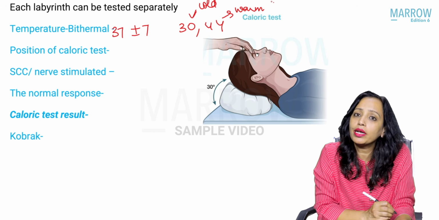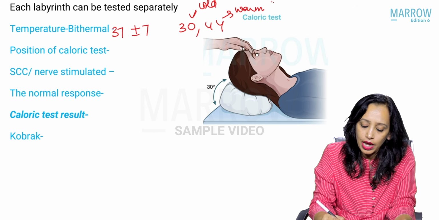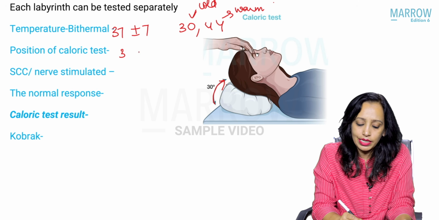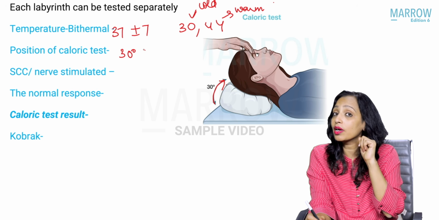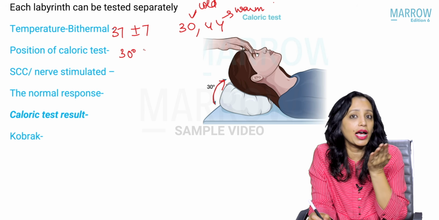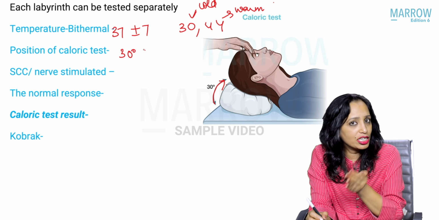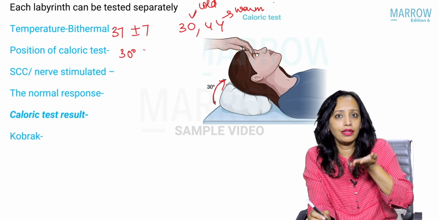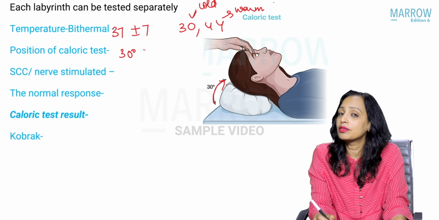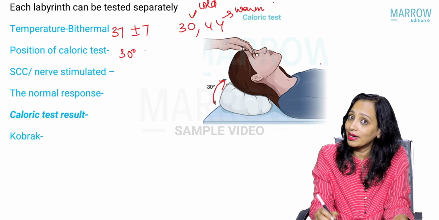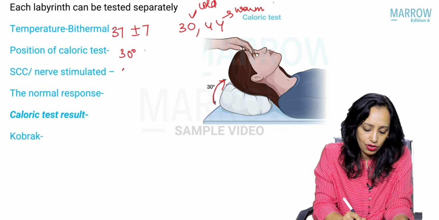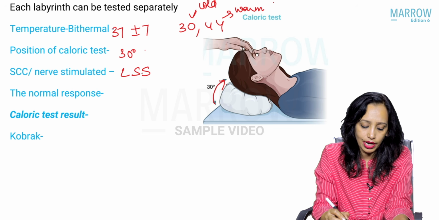And when we test, what is the position of the patient? The position of the patient is 30 degrees above horizontal. Why 30 degrees above horizontal? Because which is the semicircular canal that we are stimulating? The lateral semicircular canal, and the lateral semicircular canal is maximally responsive in this position. When we raise the head 30 degrees up, the lateral semicircular canal becomes vertical, so that it is maximally responsive. That is why we are using this position. So yes, the semicircular canal that is stimulated is the lateral semicircular canal.